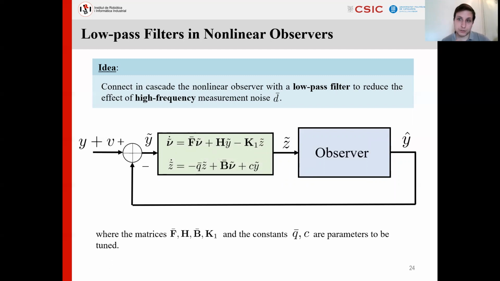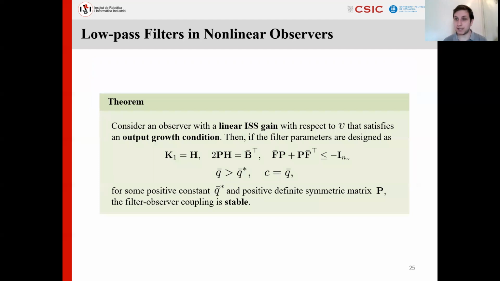As mentioned before, the objective is to find the conditions in which this coupling here generates a stable structure. And what this PhD thesis was able to find is that under some very mild assumptions on the original observers, indeed, the assumptions of linear input to state stability gain with respect to the noise and a particular output growth condition, it should be mentioned that these are not restrictive. A lot of observers satisfy these conditions. Then, if the original observer satisfies these, you can always tune the filter to guarantee stability. And the tuning is summarized in this slide.